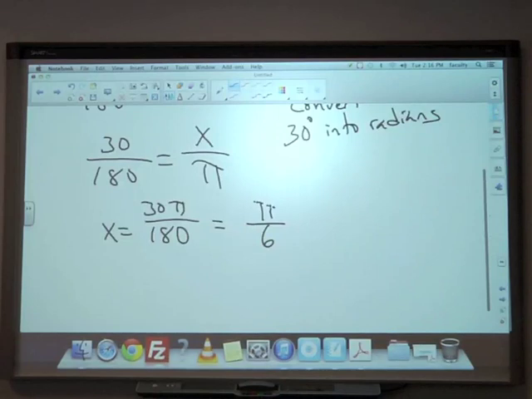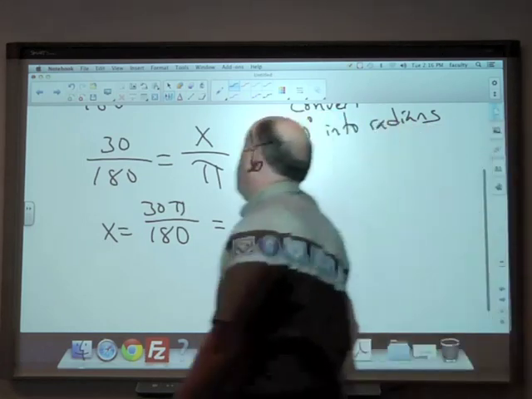If you cross multiply, how come you don't end up with 180x? Well, you cross multiply, and 180x divided equals 30 pi. The whole process is you cross multiply and divide by the number. This is the way you solve a proportion. So 30 degrees is the same thing as pi over 6 radians.